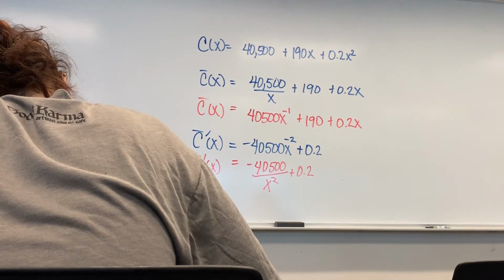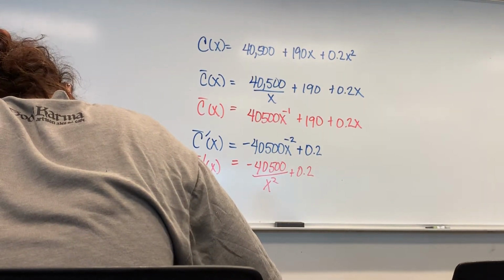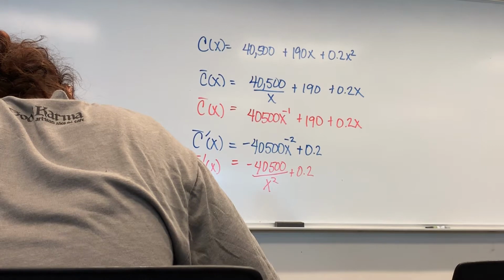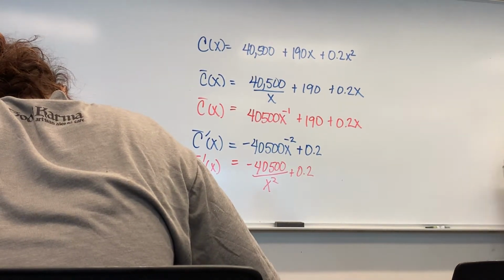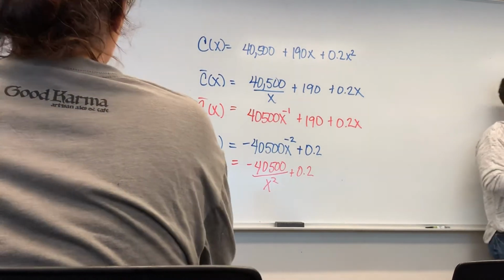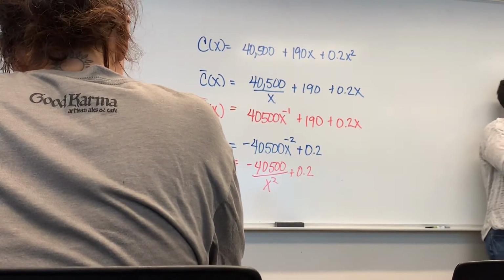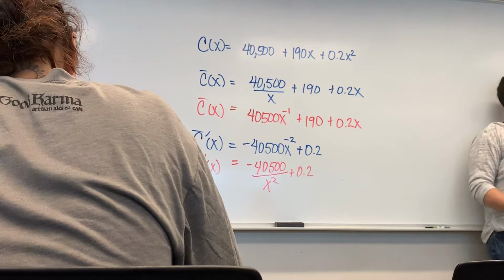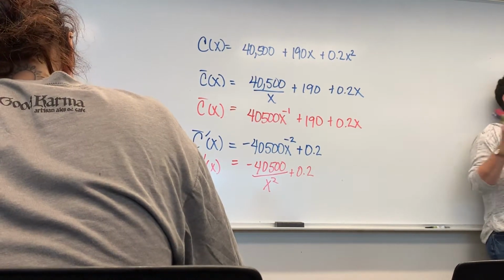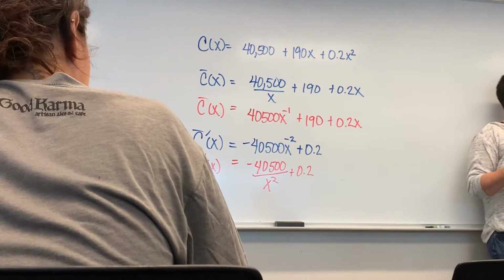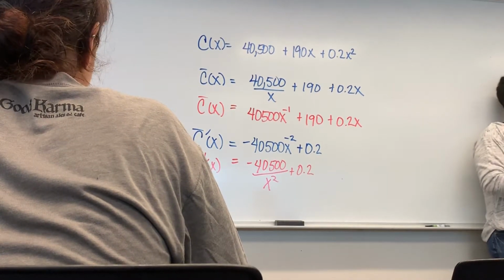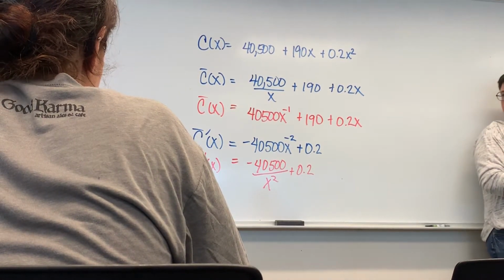Part B. Find the level of production where this rate of change equals 0. So for the average, we just divided it by x. Yeah, that's it. In the basics of business, in the context of this class, average cost is just cost per unit, or cost divided by x.